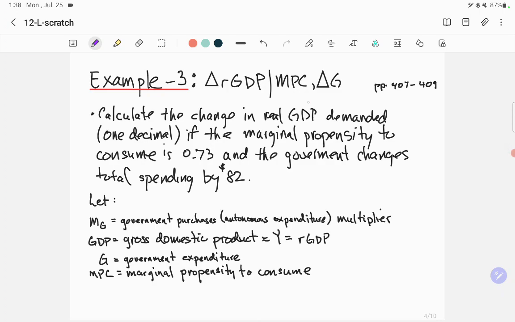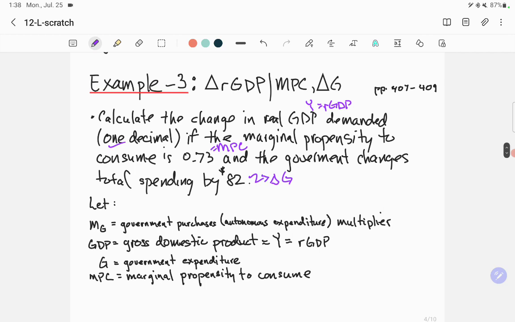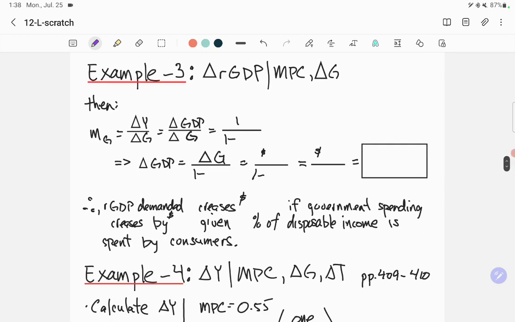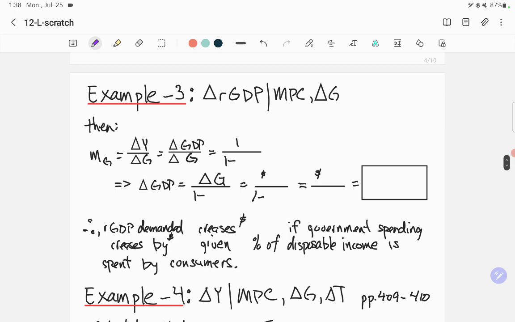Calculate the change in real GDP demanded, one decimal, if the marginal propensity to consume, MPC, is 0.73 and the government changes total spending by 82. Well, the government spending multiplier, delta Y by delta G, which is the same as delta RGDP by delta G, in this case is equal to 1 over 1 minus, as we said before, MPC. This implies that delta GDP is going to be delta G over 1 minus MPC.